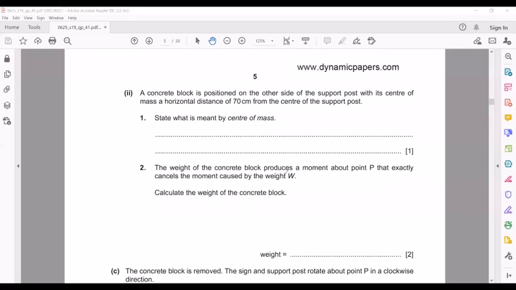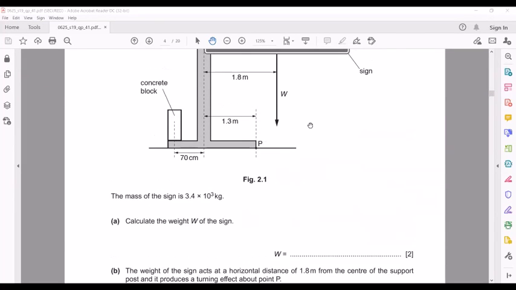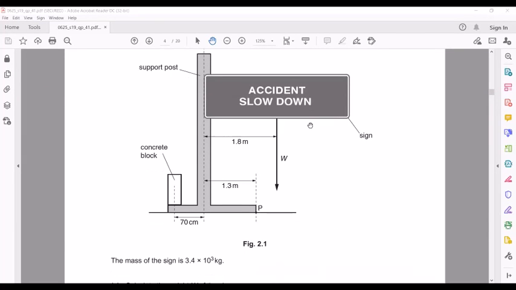Then the weight of a concrete block produces a moment about P that exactly cancels the moment of the weight. Calculate the weight of the concrete block. So basically the clockwise moment and anti-clockwise moment are the same. If this is our pivot, the point of rotation, this weight is causing a clockwise moment, and the concrete block also has a weight, a force, and that will try to cause an anti-clockwise moment. We always take the distance from the pivot.